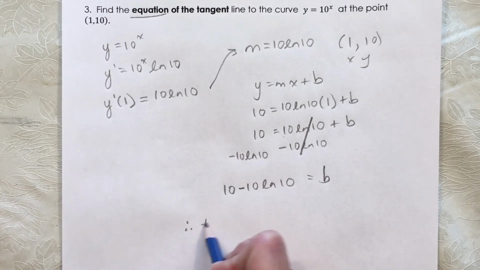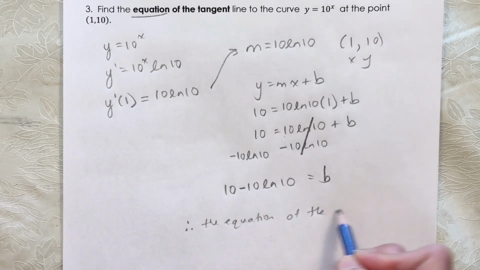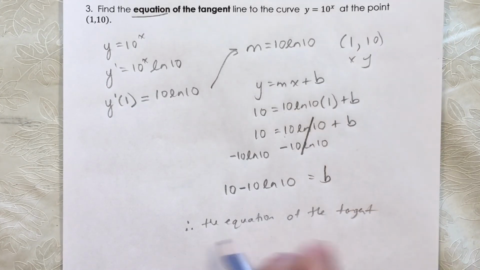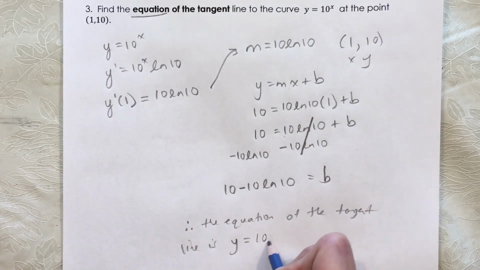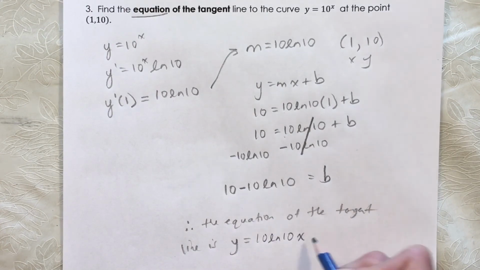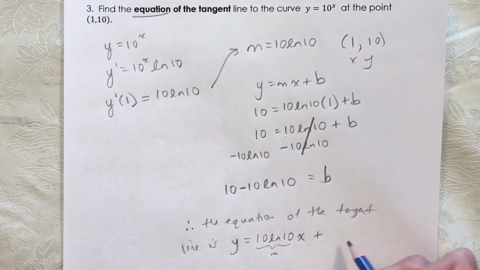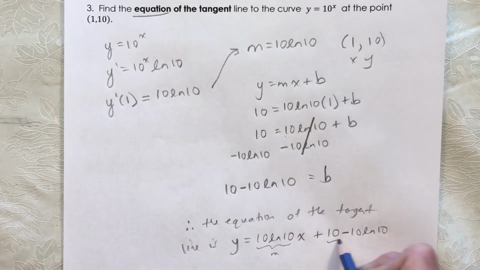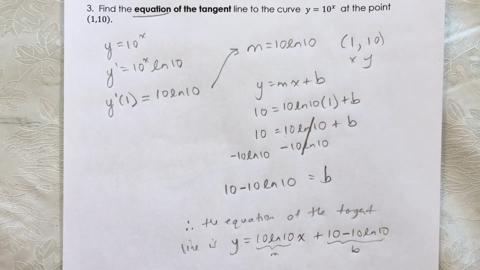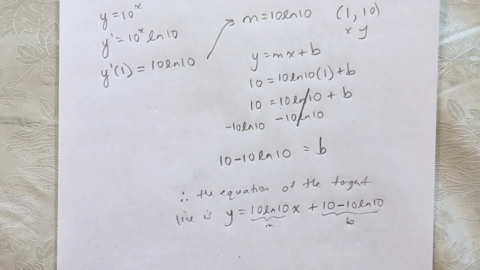So therefore the equation of the tangent line is y equals, so m is 10 ln 10, times x, so this is like our m, x, plus b, which is 10 minus 10 ln 10. So that's like our b, okay? So our slope times x plus our constant. So that's the equation of the tangent line. All right.